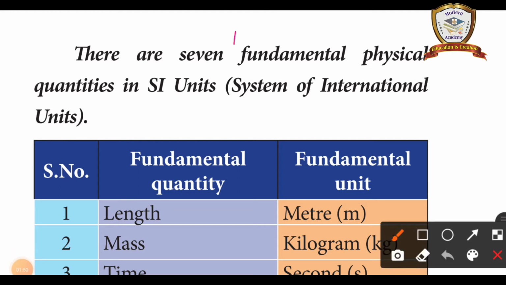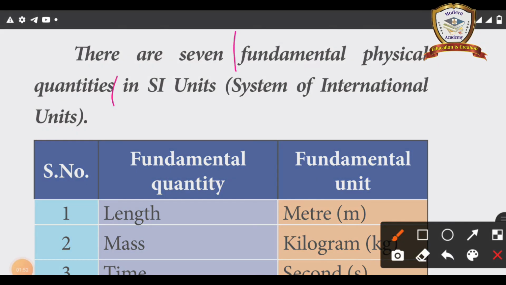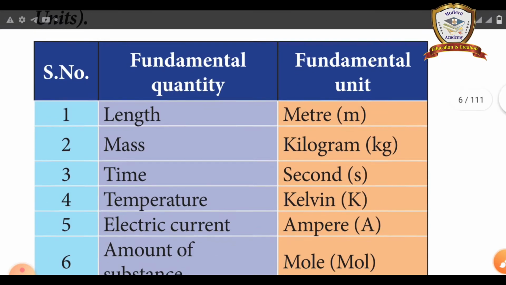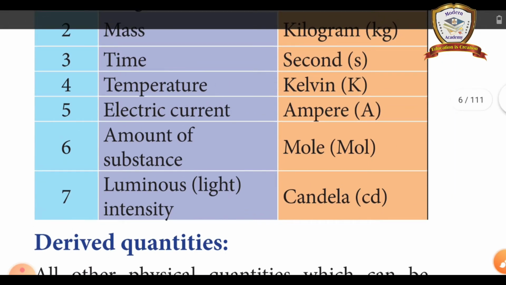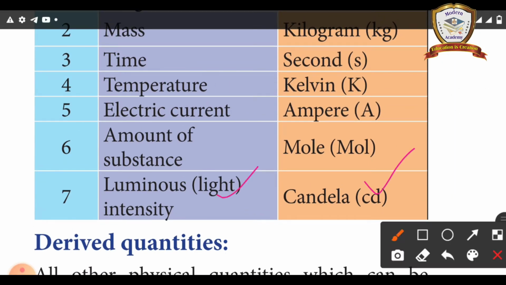Here there are 7 fundamental quantities in SI unit. First one is length, meter; mass, kilogram; time, second; temperature, Kelvin; electric current, ampere; amount of substance, mole. Next, luminous intensity, candela, like that.